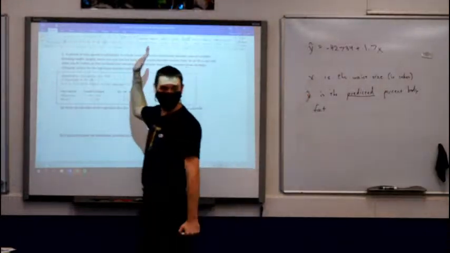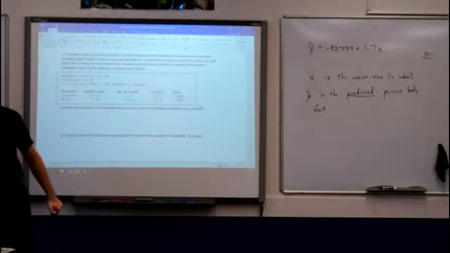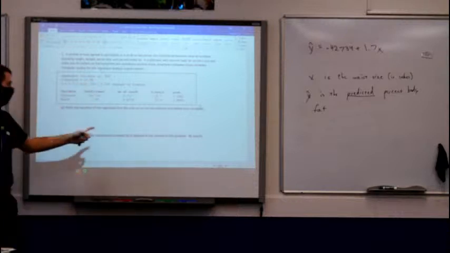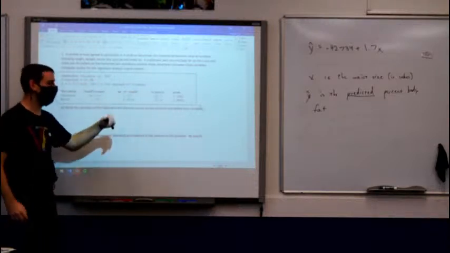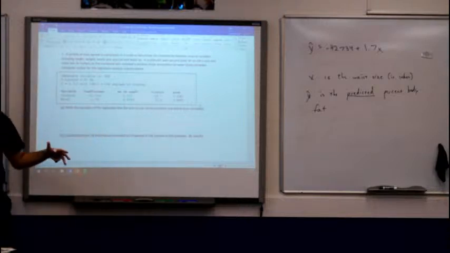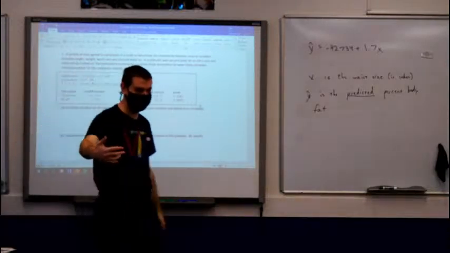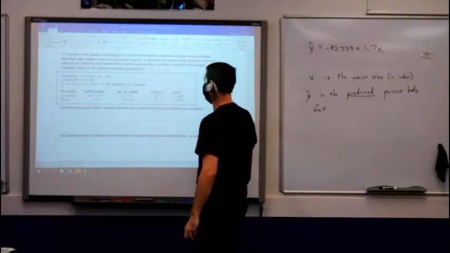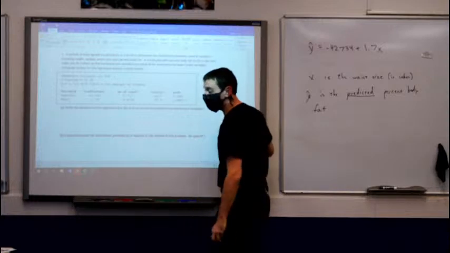There's some other things in here that we'll talk about later on in the year, like what degrees of freedom means and these ratios and SE. Don't worry about those right now. We'll talk about them later on in the year. What you should worry about is R squared.